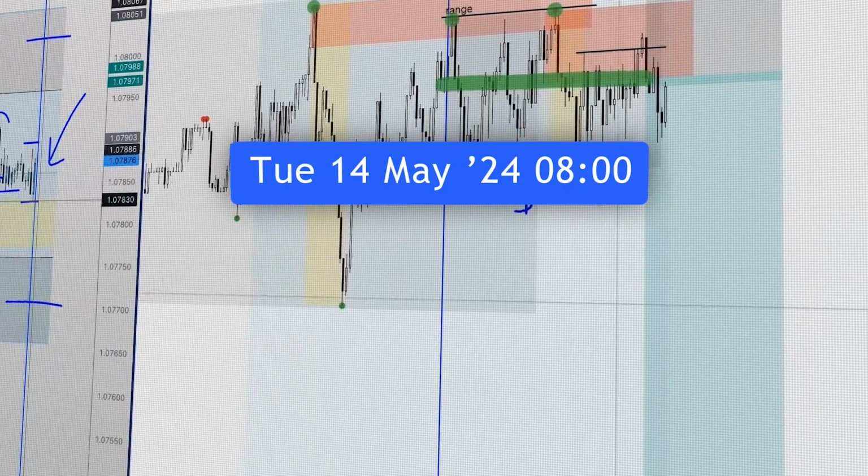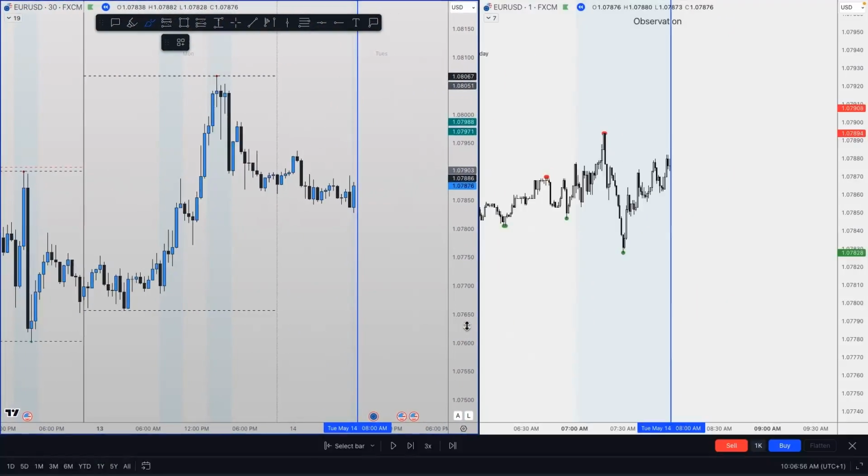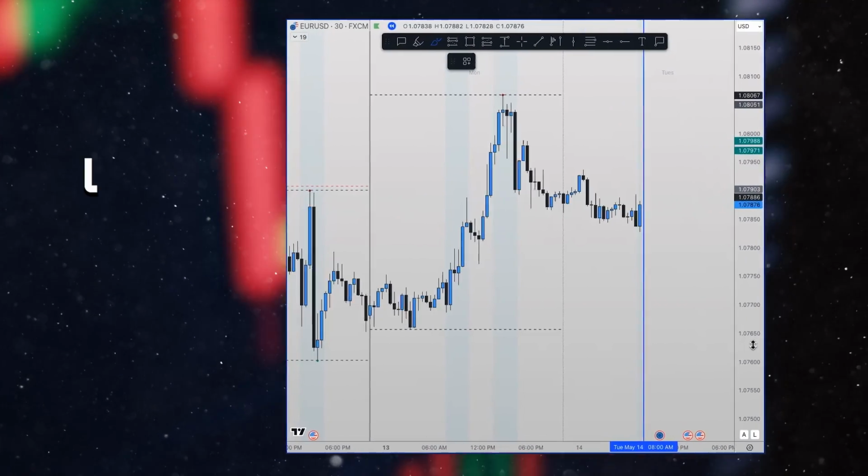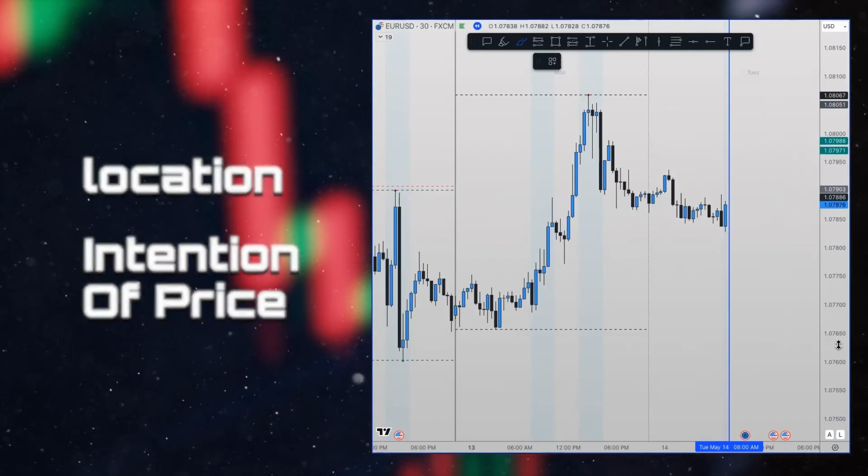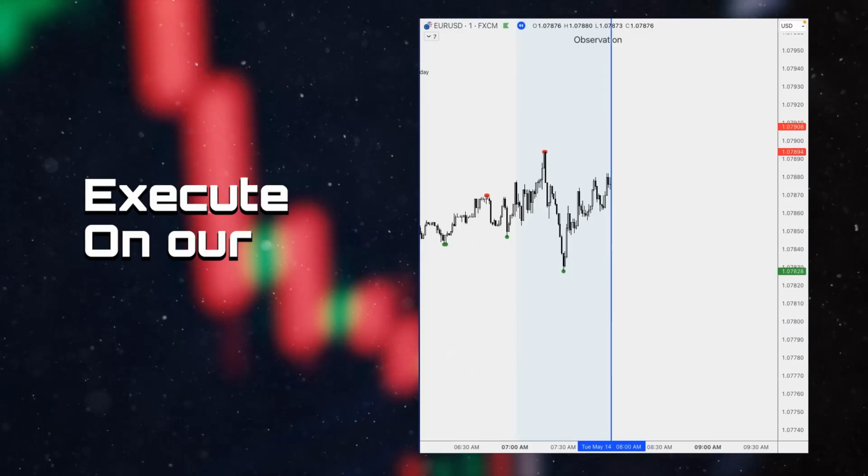We're on the 14th of May on EURUSD and we're using a split screen layout to show the 30-minute and the 1-minute timeframes. What we're going to do is use the 30-minute to understand the location and the intention of price, and then the 1-minute is where we're looking to execute on our positions. So let's start with the 30-minute and the high time frame view.